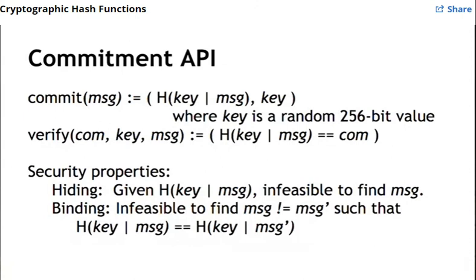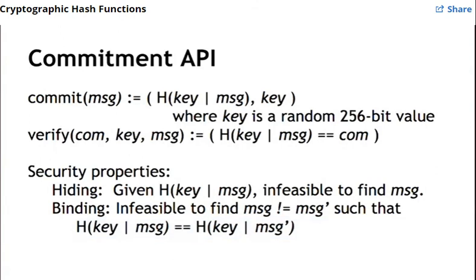So now the security properties. If we go down to the security properties that were at the bottom of the previous slide, and we just plug in the definitions of how we're going to implement this, this used to say, given COM, infeasible to find message, we just plug in what COM is. COM is the hash of key concatenated with message. And similarly down here, this is what happens when we take what was written there before and plug in the definition of verify and COM. Okay, so now what these properties become, the first one is: given the hash of key concatenated with message, it's infeasible to find message. Well, it turns out that that's exactly the hiding property that we talked about before.